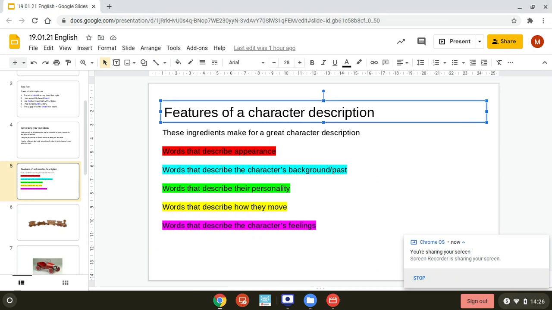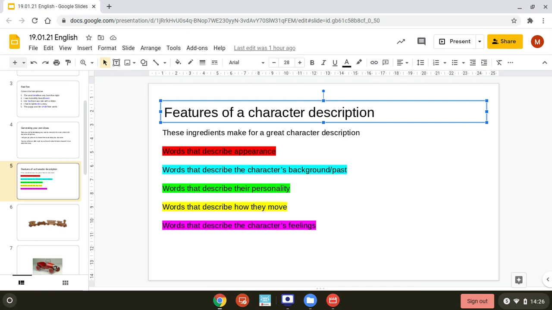Today we're going to be looking at the features of a character description. When we're doing our story writing this half term, where we'll be writing a story about a toy who gets lost, we need to think about the details that make a great character. So we need to think about what they might look like, their appearance.